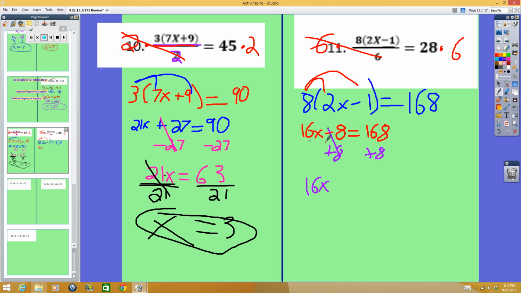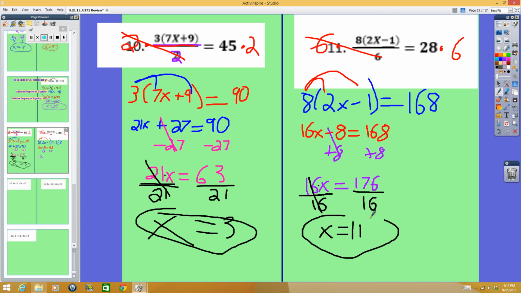16x, because that's what I've got here, equals, because this is all gone, 176. This is a multiplication sign, so let's get rid of it. And if you put 176 divided by 16 in your calculator, you should be getting 11. Okay? This is a work of art, by the way. I'm really proud of this.